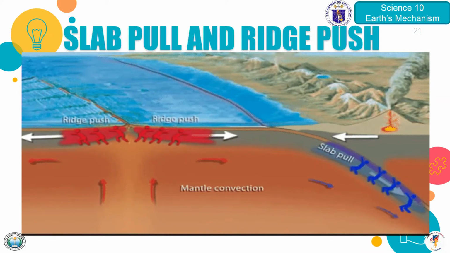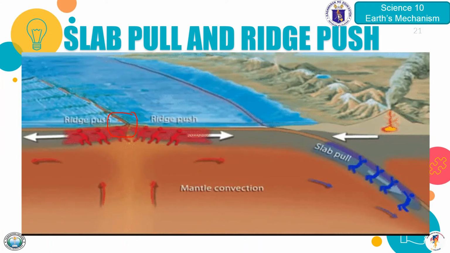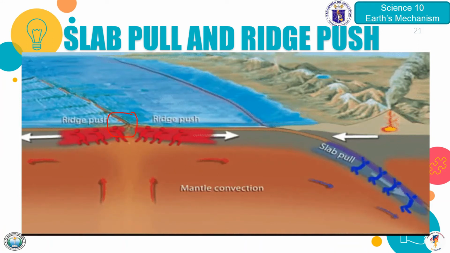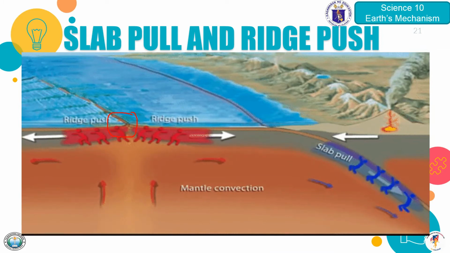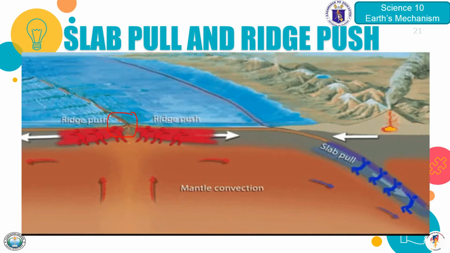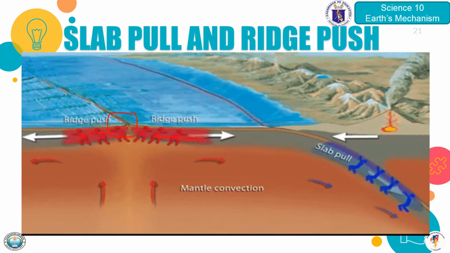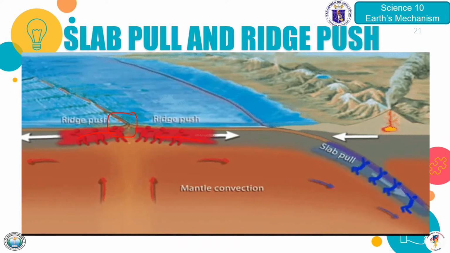Ridge push is located generally where the hot molten material rises. This is where the tectonic plates are being separated and at the same time, new crusts are being formed. On the other hand, slab pull is located on subduction zones.